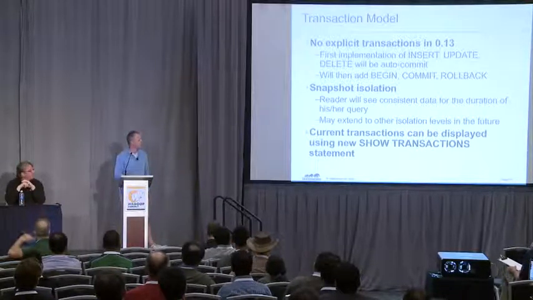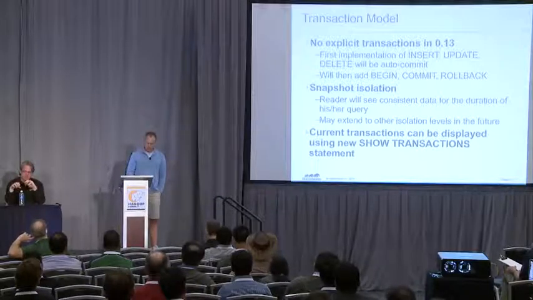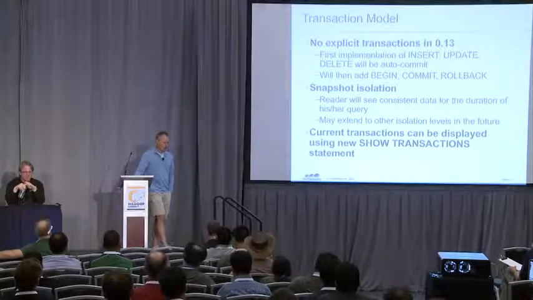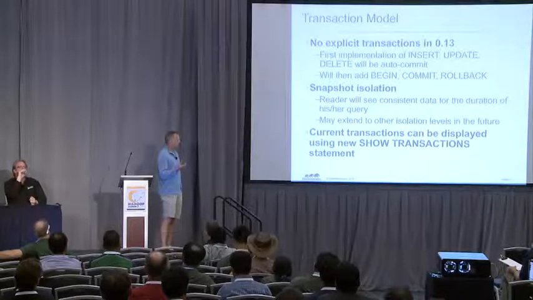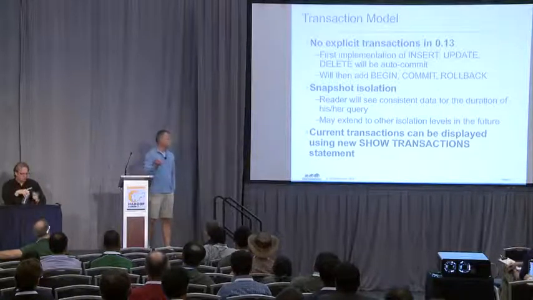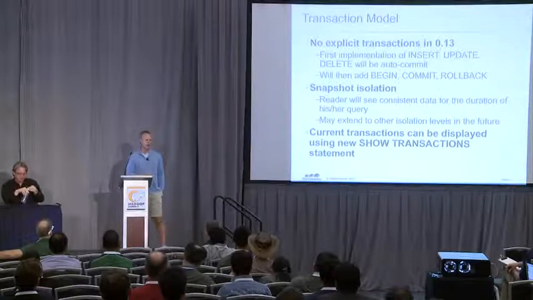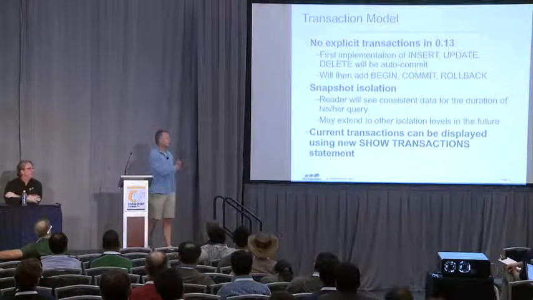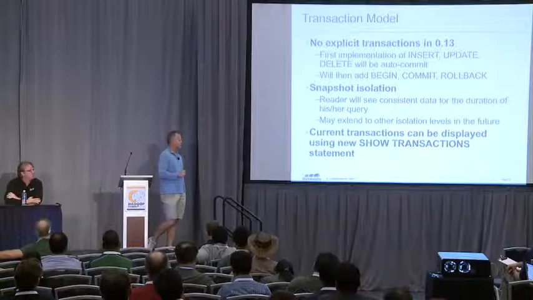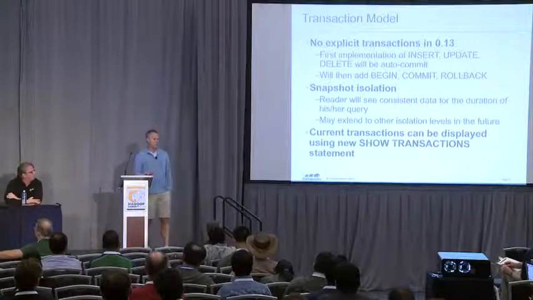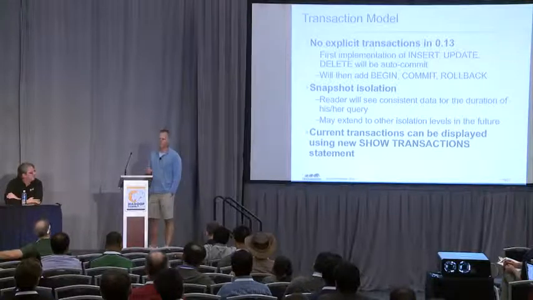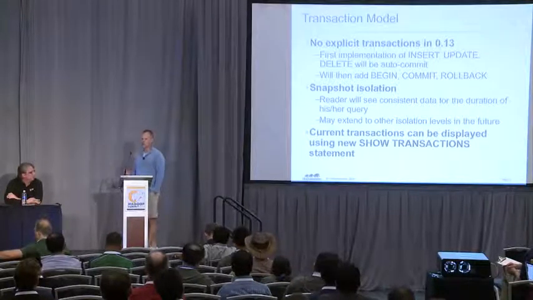As Owen mentioned, initially we have snapshot isolation. So traditionally databases offer dirty read, committed read, read committed, consistent read, and serializable as their isolation levels. For the moment, we are only offering snapshot isolation. In the future, depending on what people want, we might extend that. There's nothing in this model that prevents us from doing any of those other isolation levels.